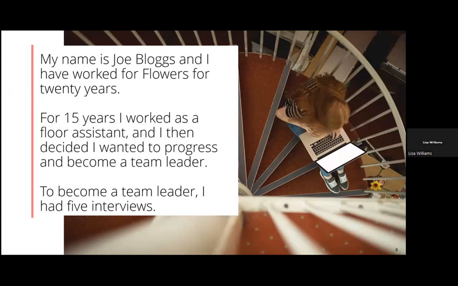So as you can see, as I've mentioned, this is a script within this slide which would not be permitted, but we are also seeing a lot of slides like this that give an introduction and background to the apprentice and their career history. So for example, within my slide, it refers to me working for an organisation for 15 years and wanting to progress to become a team leader, and how many interviews I have had.